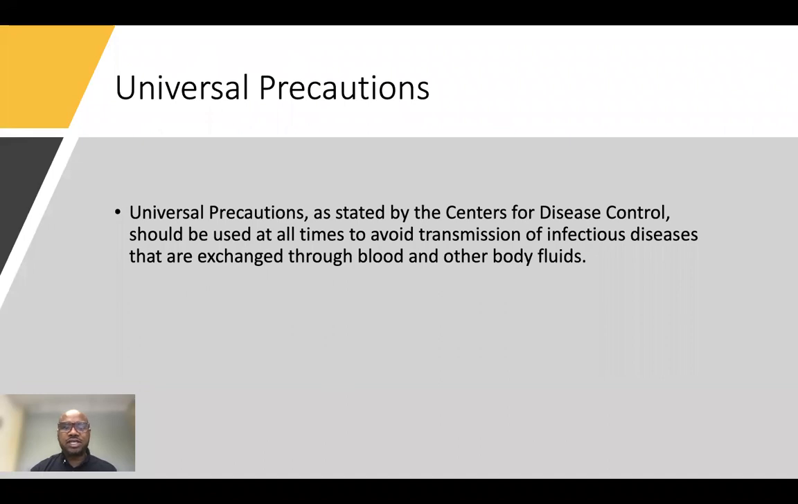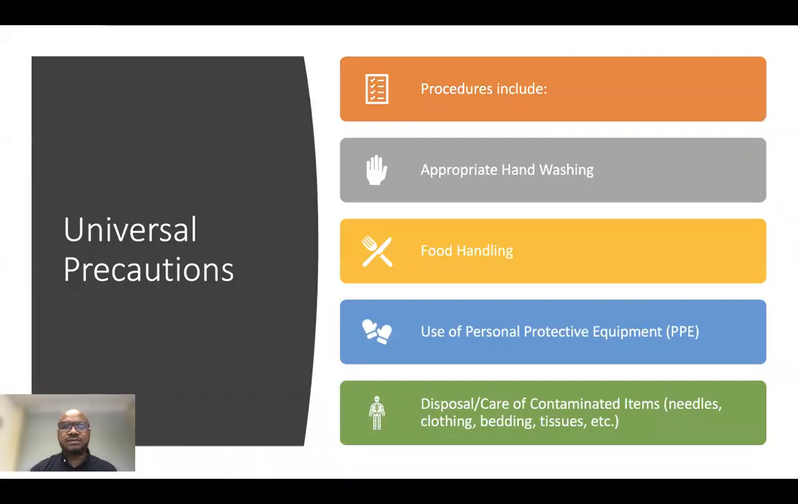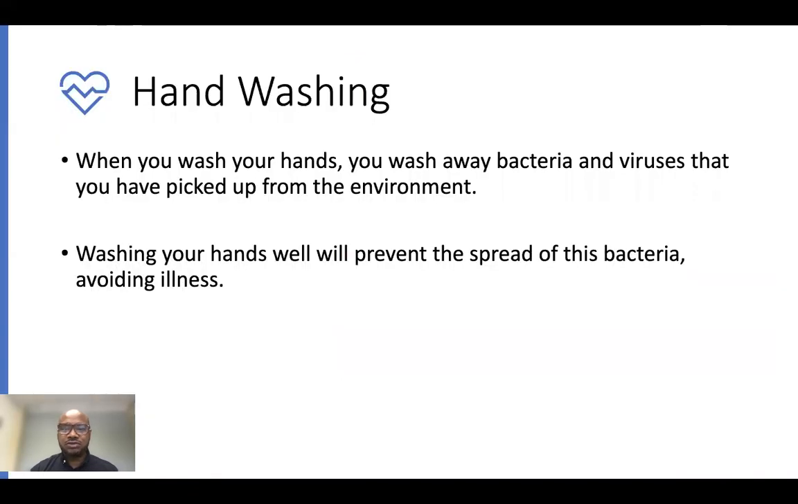Universal precautions, as stated by the Center for Disease Control, should be used at all times to avoid transmission of infectious diseases that are exchanged through blood and other bodily fluids. Procedures include appropriate hand washing, food handling, use of personal protective equipment, disposal, and care of contaminated items such as needles, clothing, bedding, tissues, etc.